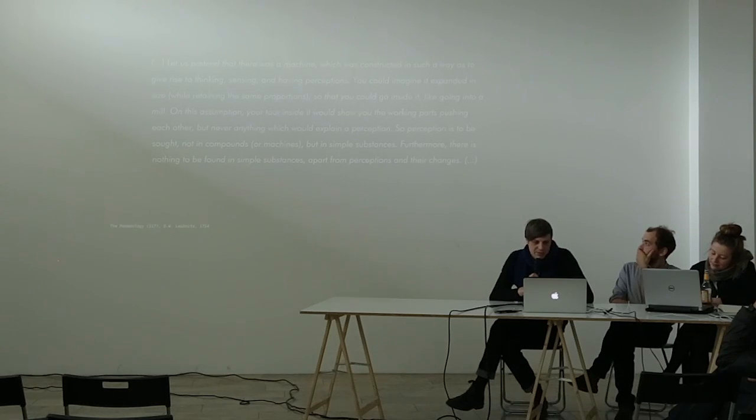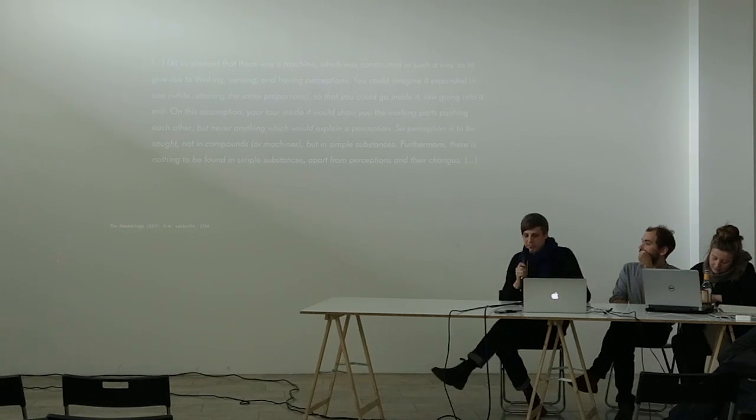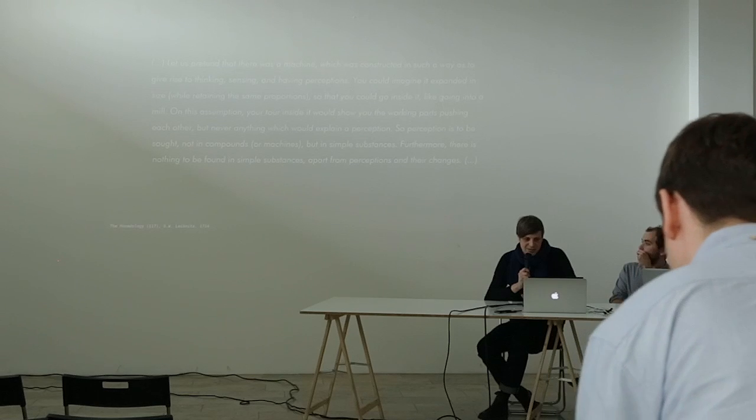Let us pretend that there was a machine which was constructed in such a way as to give rise to thinking and sensing and having perceptions. You could imagine it expanded in size while retaining the same proportions so that you could go inside it like going into a mill. On this assumption, your tour inside would show you the working parts pushing each other, but never anything which could explain perception. So perception is to be thought not in the compounds of the machine, but in the simple substances. So my talk will be more about the simple substances.